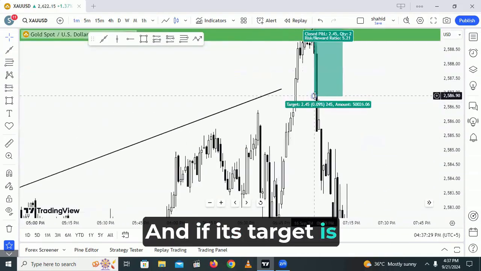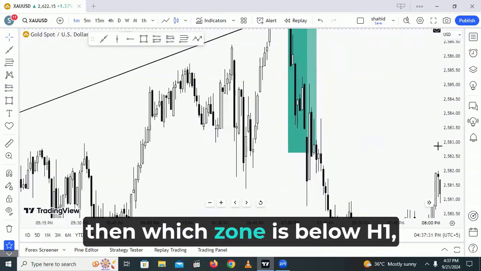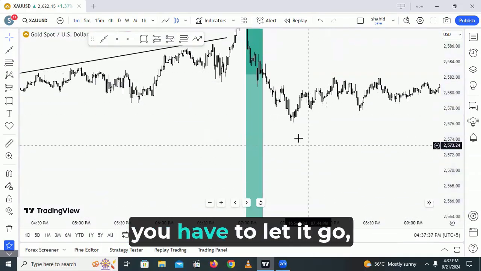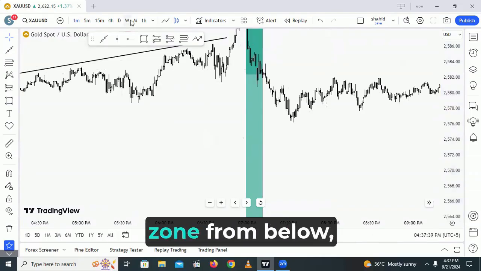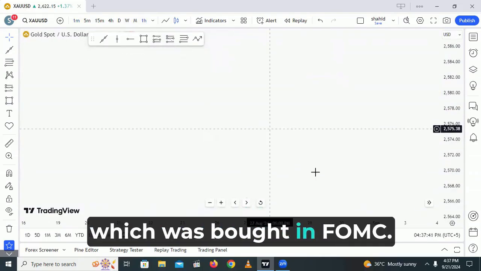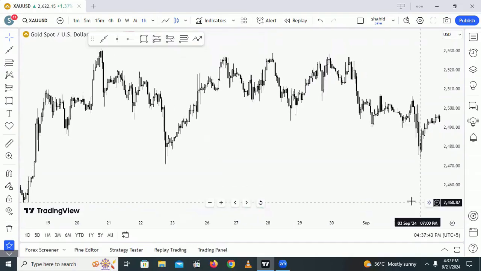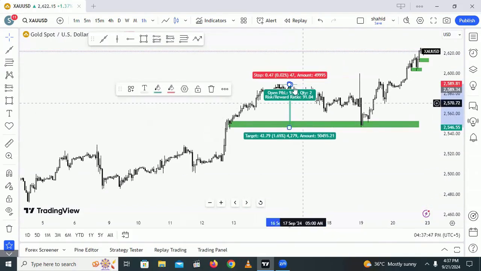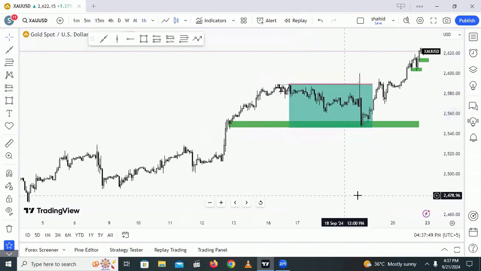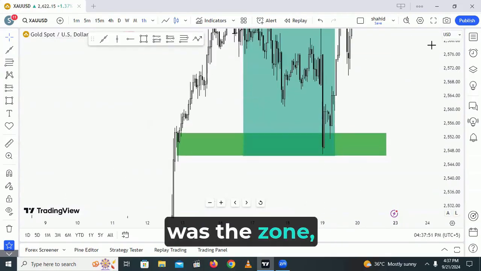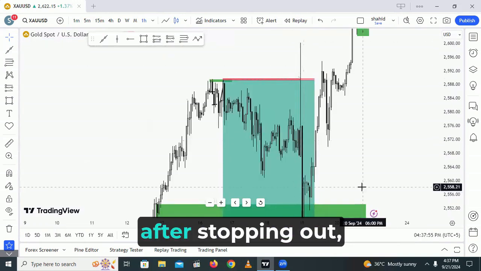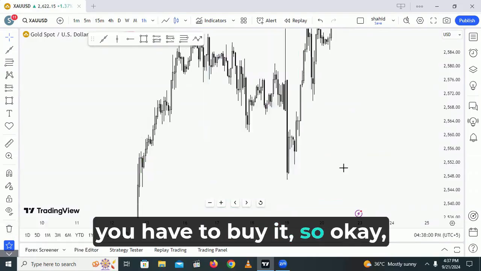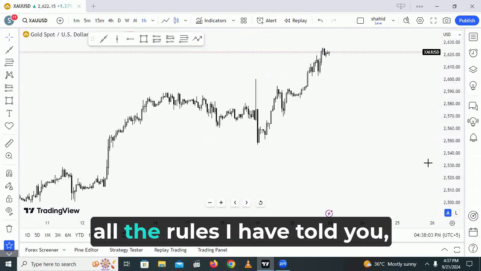And if its target is running from H1, then which zone is below H1? If it's running from H1, then it was the H1 zone that you have to let it go, which was the engulfing zone from below, which was bought in FOMC. It was bought here. Here, see, it was from here to here. This was the zone, and when it was bought in FOMC, after stopping out, the market went out from here. Then after this zone, you have to buy it. So, okay, I have also told you the entry, all the rules I have told you.